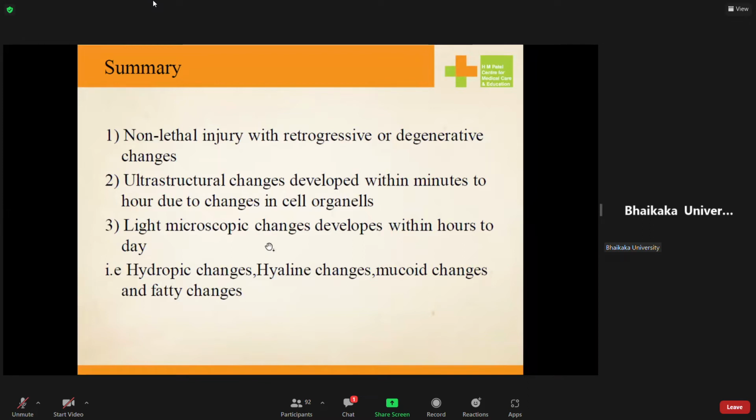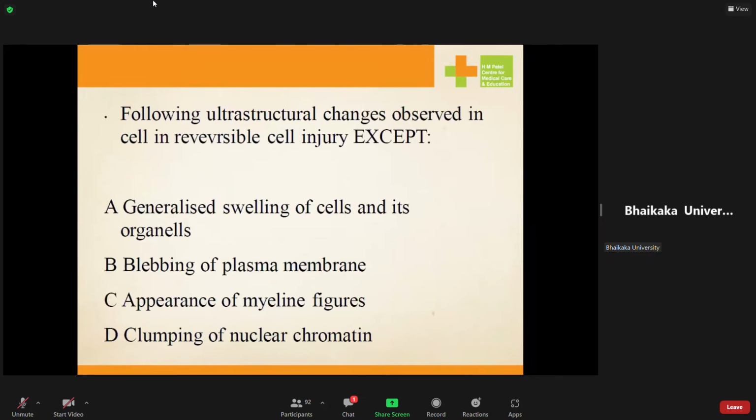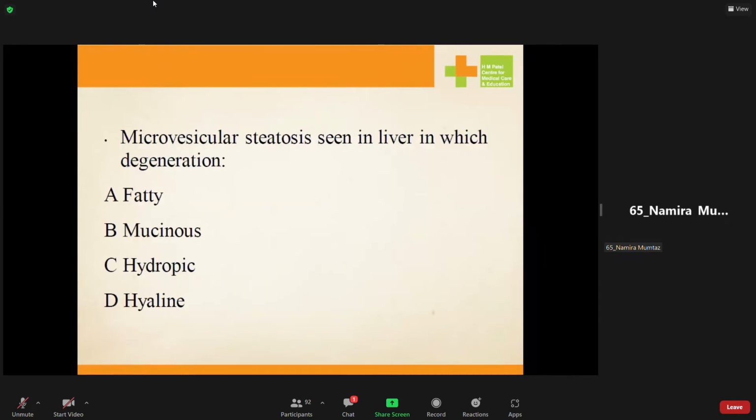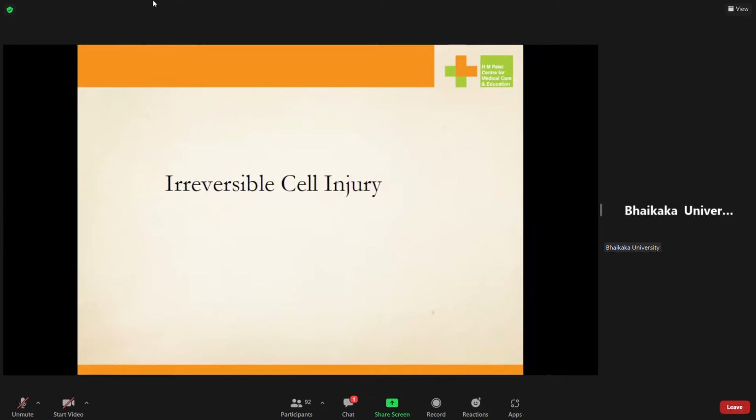Now we switch over to the morphological changes seen in irreversible cell injury. I will share this MCQ later on with you. Now we come to irreversible cell injury. The learning objectives are the same as I have discussed before: we first recall the definition, then you can describe ultrastructural changes and explain the morphological patterns, as well as describe the gross and microscopic features with examples of different organs. Okay.